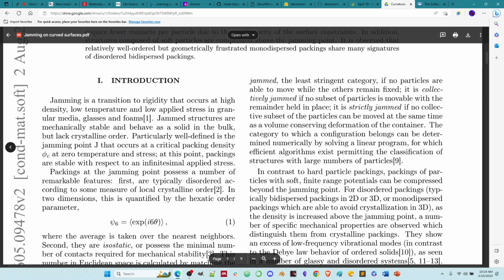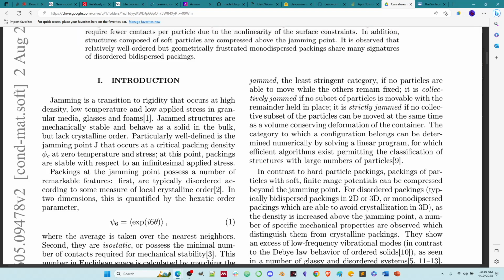It is collectively jammed if no subset of particles is movable, with the remainder held in place. So I guess this is where each cell is holding the other in place. So if one cell were to move out of the way or be removed, you'd get this avalanche of cells that start moving in response to that.